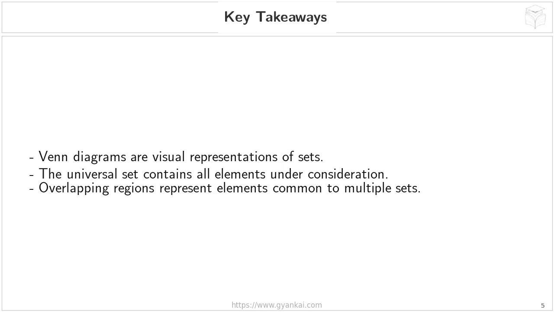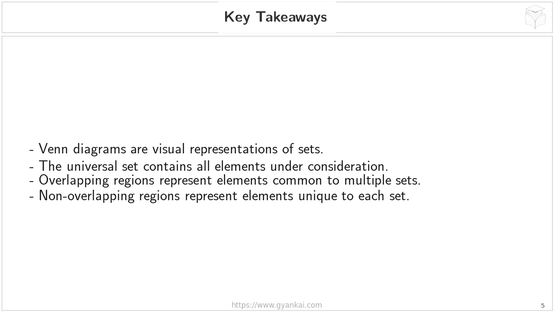Now, let's talk about what happens when the circles overlap. That overlapping area isn't just for show. It represents the elements that are present in more than one of our sets. In the example we worked through, the overlap showed us the numbers that were in both set A and set B, the common elements.